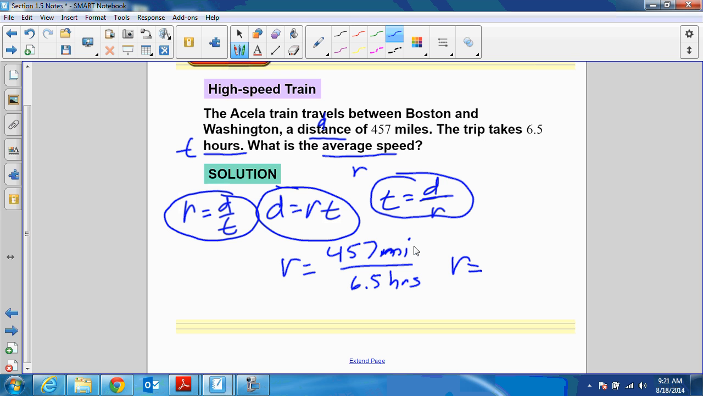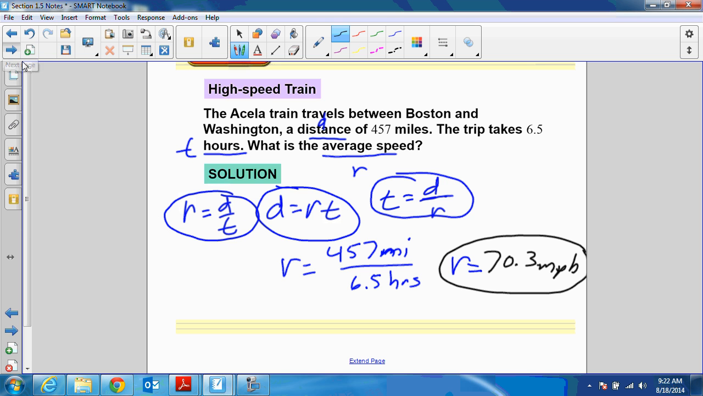So 457 divided by 6.5 equals about 70.3. That was sloppy. 70.3 miles per hour would be your answer. Okay, that one's pretty easy. You just got to be able to manipulate those formulas.